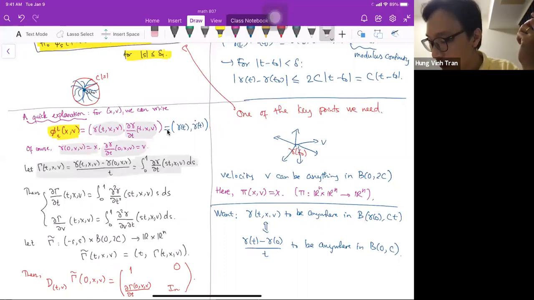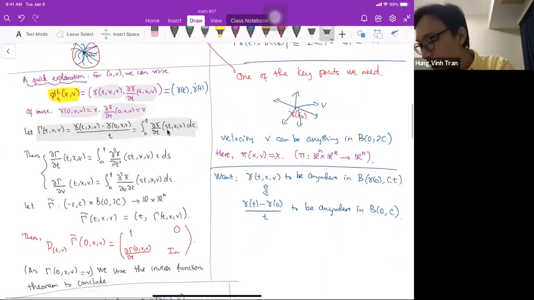I'm taking exactly that normalization, and by using the fundamental theorem of calculus, I can rewrite that fraction into the integral. Hopefully I'm not missing any constant. I think it's correct. So it's just the integral from 0 to 1 of del gamma over del t of st x v ds. Okay. And you see what I'm doing.